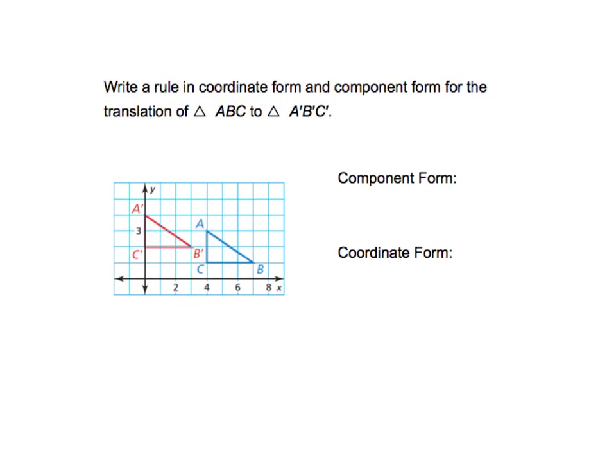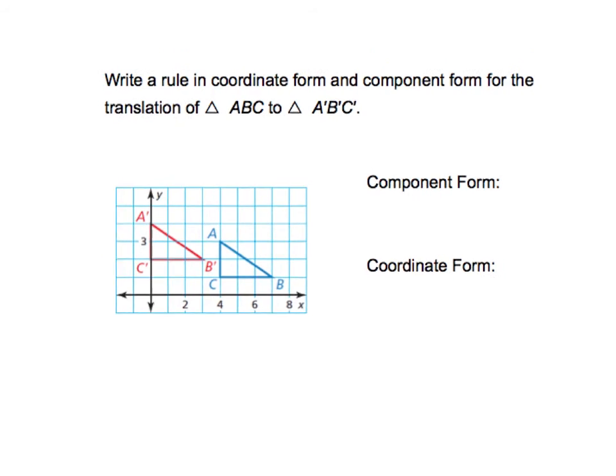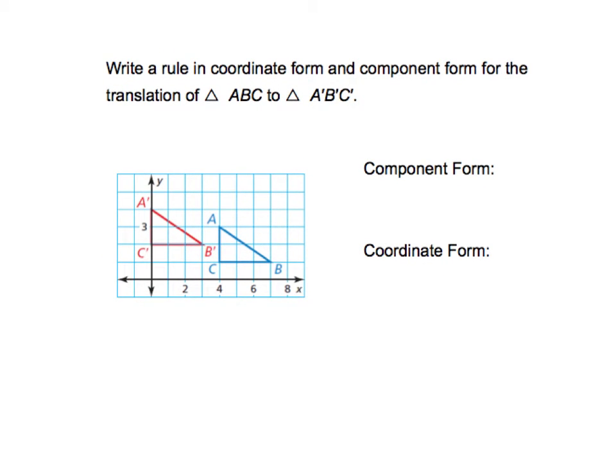Okay, so this time we're going to do it the other way. They give us two triangles, and we are going to write the rule on how we got from the blue triangle to the red triangle. Because remember that the A, B, C is where you start. A prime, B prime, C prime with the little apostrophe after it is where you end up.